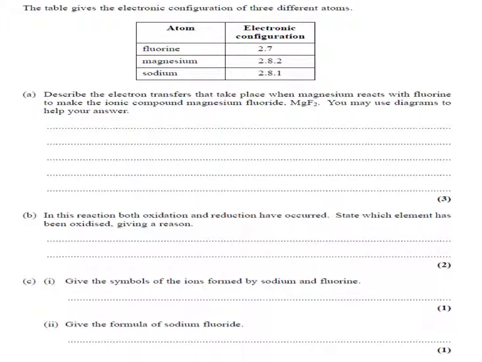And you can see that magnesium has 2 electrons in its outer shell. It's dying to have a full outer shell. It would love a full outer shell. So it gets rid of those 2 outer electrons to form magnesium 2+. Magnesium 2+ would be 2,8. Now those 2 electrons have to go somewhere, and they will be picked up by the fluorine.